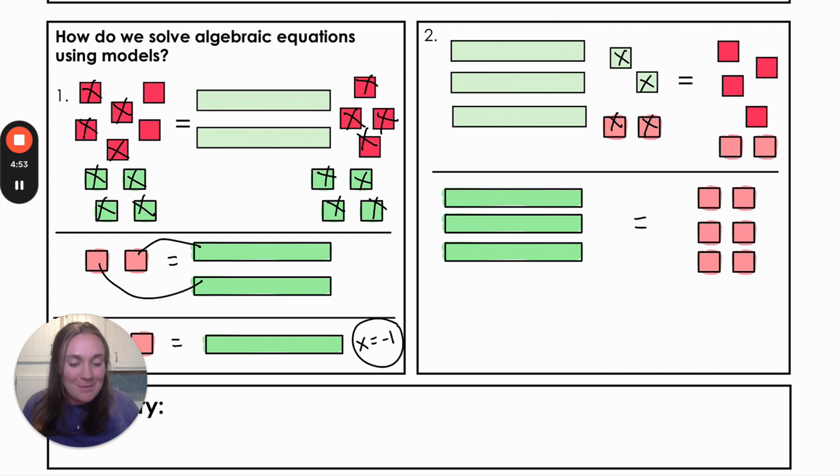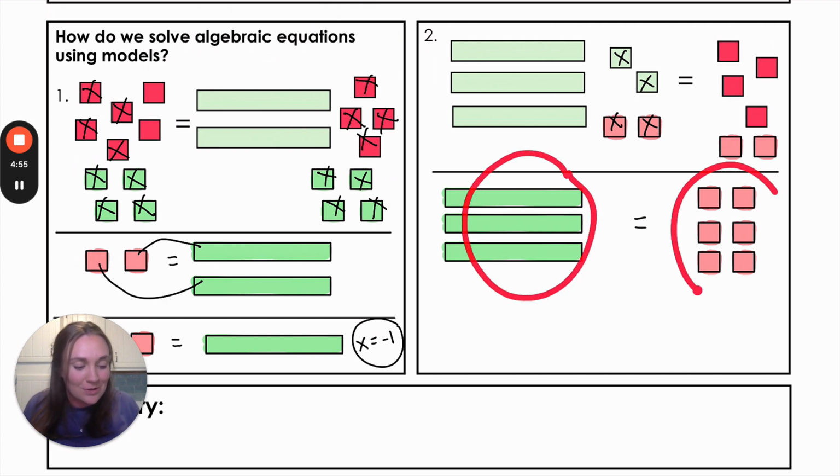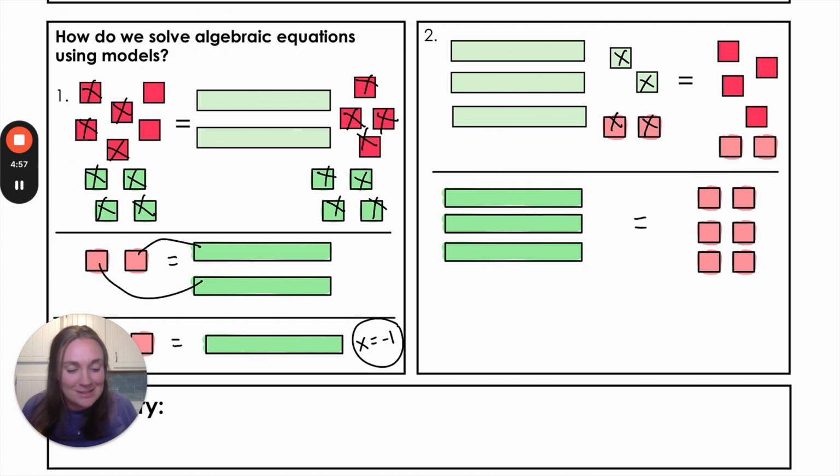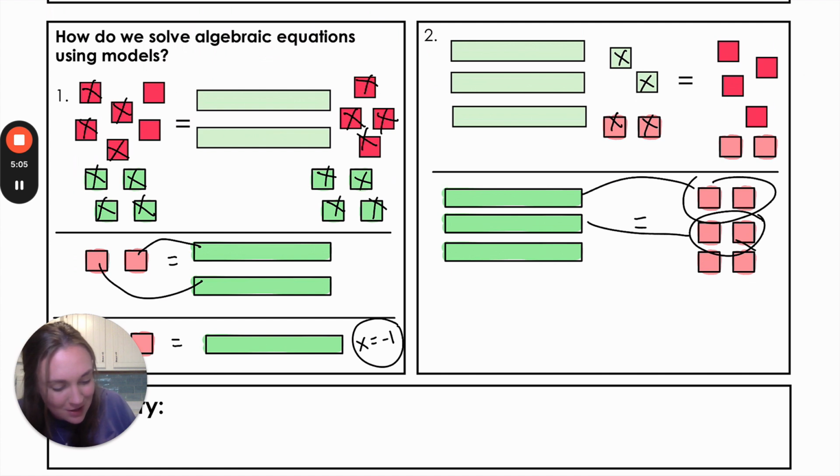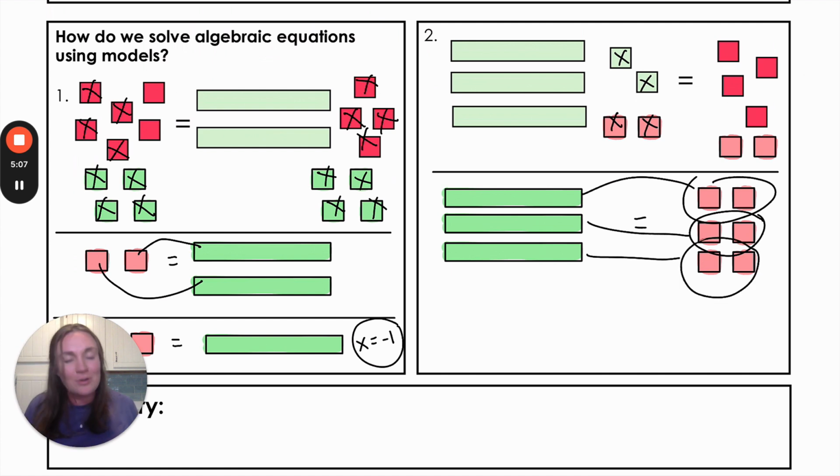All right, this time I have 3 x's that are equal to 6 negative 1s. So again, I'm going to try to break those up evenly so I can see how many go with each one. I can see this group of 2 could go with that one, this group of 2 here, and this group of 2 here, which means that each x is going to be equal to negative 2.